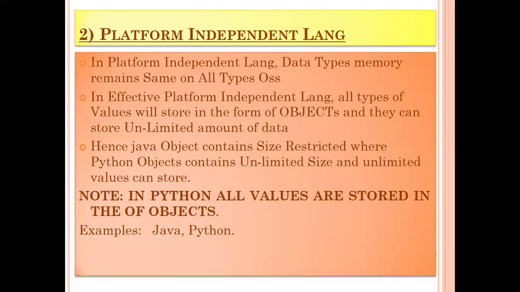Right? Now, if we talk about Java objects, Java is also storing the values in the form of objects, but Java is size restricted, whereas Python objects contain unlimited size and unlimited values can be stored inside them. So in Python, all values are stored in the form of objects. Example, Java and Python. Clear? Till the second feature, is it clear?